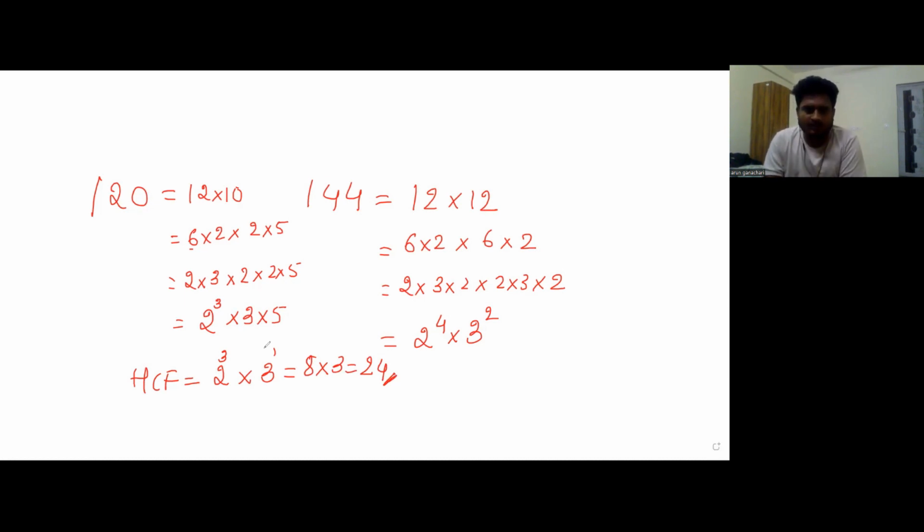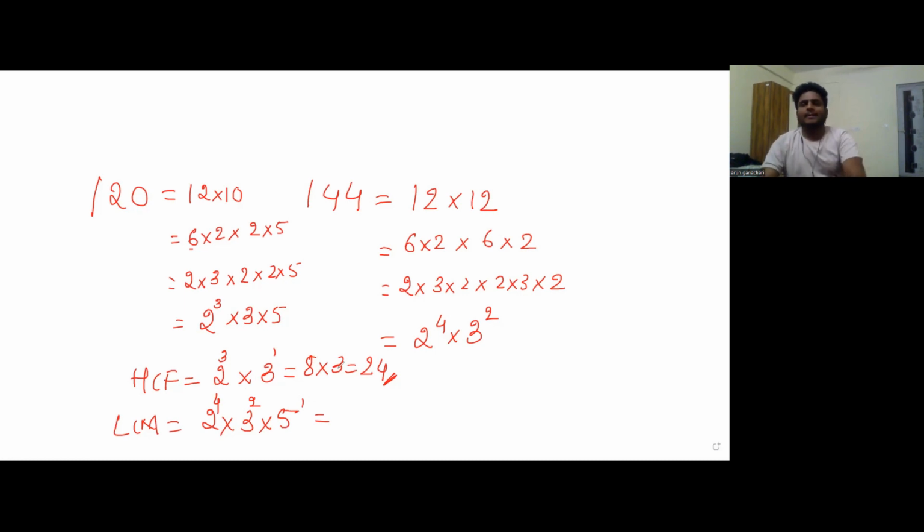How about our LCM? All the numbers. What are all the numbers? 2, 3, and 5. What is the highest power of 2? 4. What is the highest power of 3? 2. What is the highest power of 5? 1. What is 2 raised to 4?